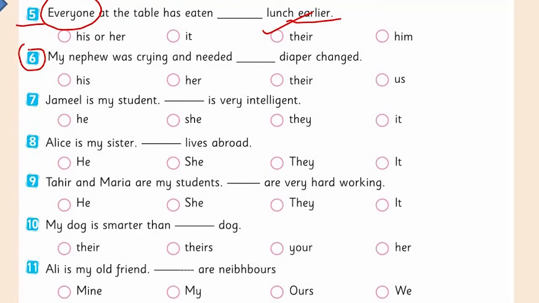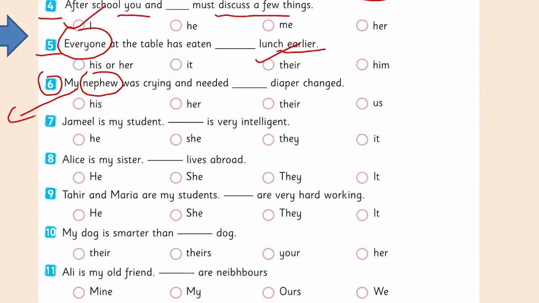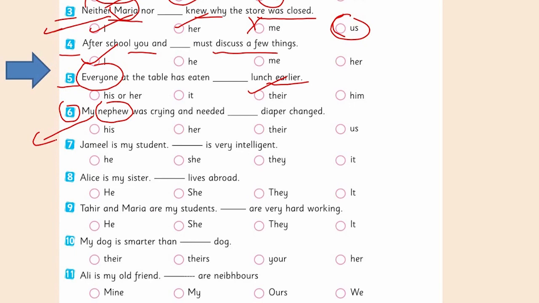Now look at the sixth one. My nephew was crying and needed diaper change. Nephew is a masculine noun here, so it is specifically talking about only the nephew here. He was crying and needed his diaper change. There is a possession again, so we will choose his here. My nephew was crying and needed his diaper change.